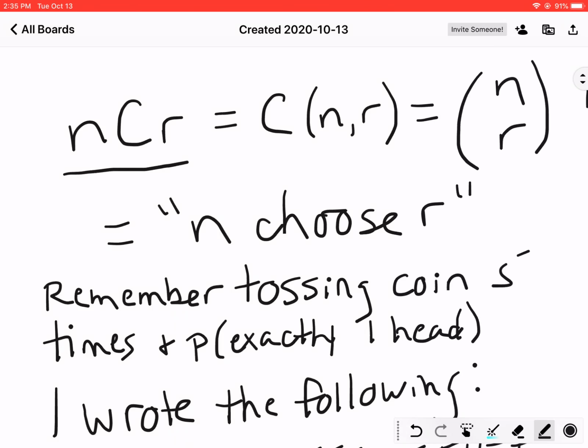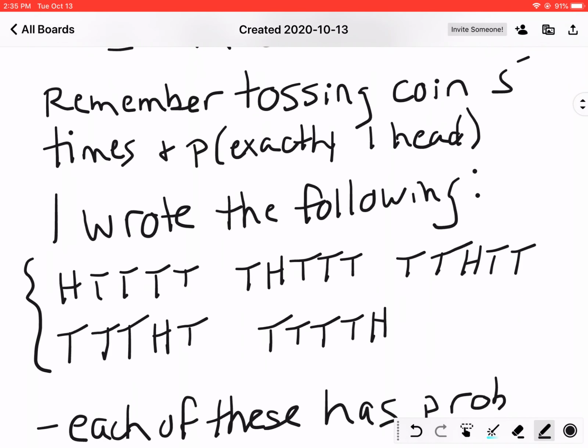Remember last week, we talked about tossing 5 coins, or a coin 5 times, and we're talking about a probability of exactly one head coming up. I wrote this. I wrote head and 4 tails, and then the head in the second spot, and so on. And that was really easy to do.